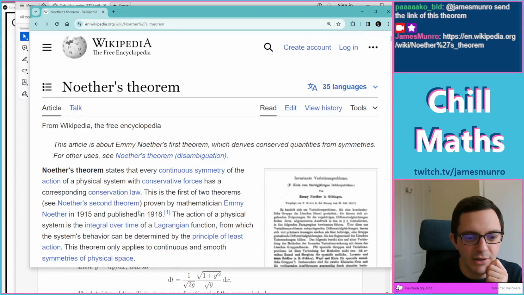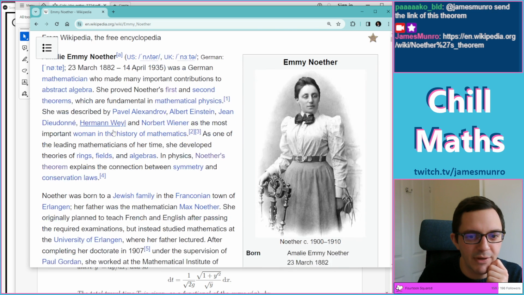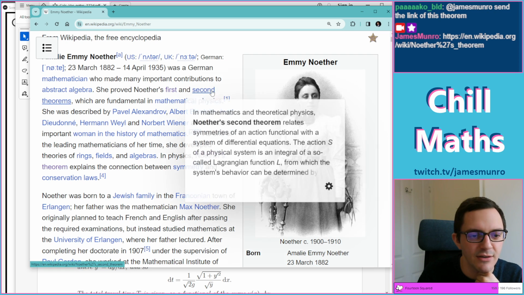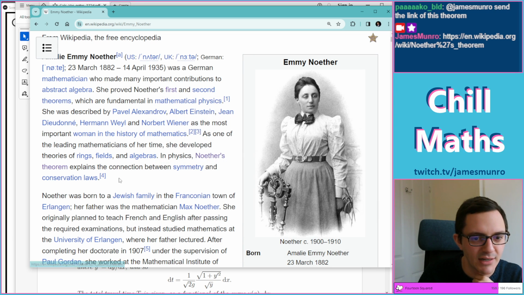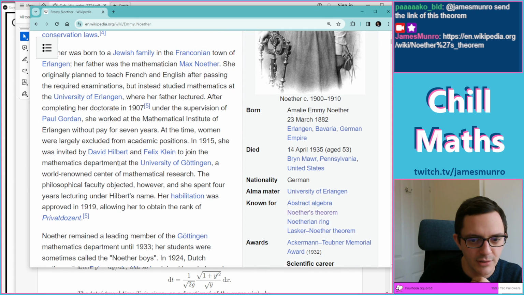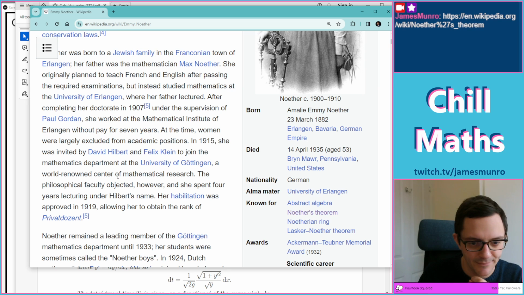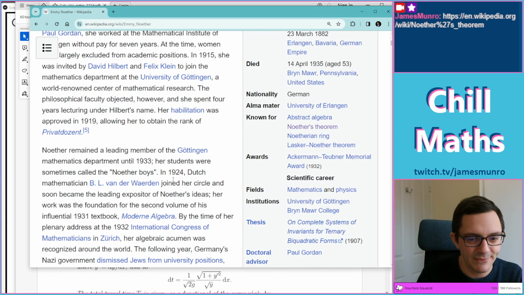It's proved by Emmy Noether. Very quick, Emmy Noether is a German mathematician who made many important contributions to abstract algebra. Proved Noether's first and second theorems, which is the blue link for me. Symmetry of an action. Okay. Good, right, we'll read that at some point. What's the link to Hilbert? Invited to University of Gottingen. Okay. She spent 4 years lecturing under Hilbert's name. 1900s.